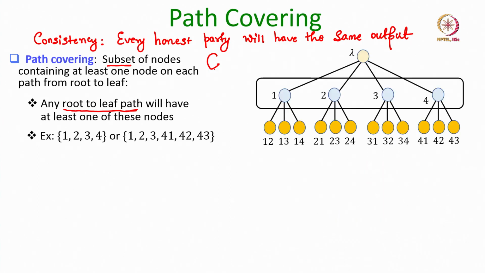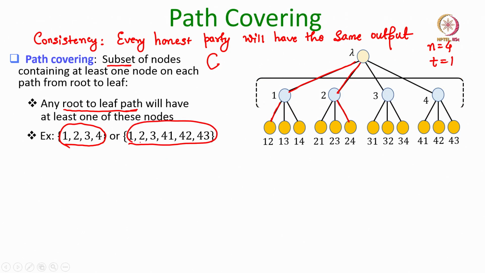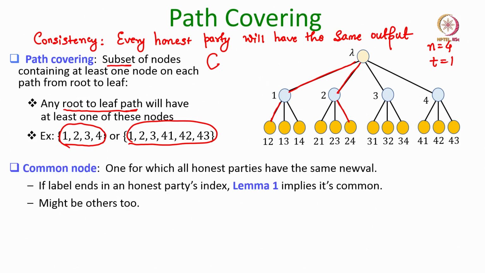So, again let me demonstrate it. One path covering in this EIG tree where n is equal to 4 and t is equal to 1 could be the subset 1, 2, 3, 4. That is one candidate path covering, because you go from the root to any leaf node, you will hit one of the nodes in this rectangle. Either you will encounter 1 or 2 or 3 or 4. Another candidate path covering is this collection of nodes. Of course, the entire tree can be considered as a path covering, that is a trivial path covering. Because if you take all the nodes in the tree, then definitely any path from the root to leaf will have at least one of the nodes from the collection. So, that is the definition of path covering.